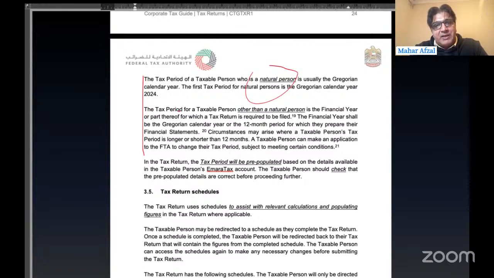But initially, as I mentioned, you can request the FTA to change your tax period, but the tax period should not be less than 6 months. It should not be more than 18 months.